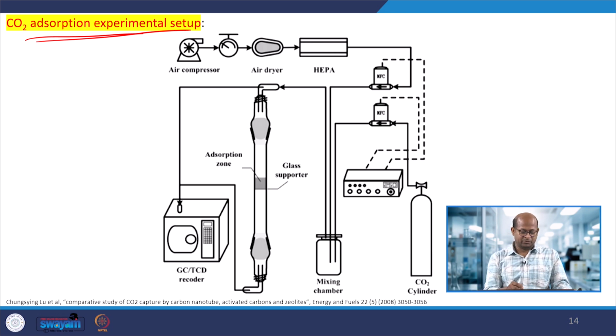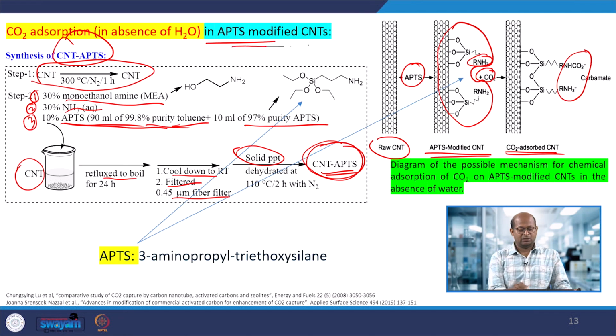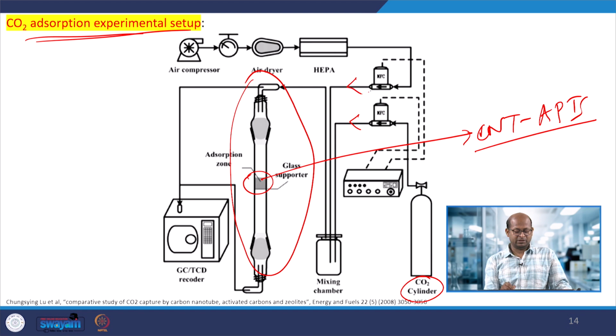Here you have to take a reactor, or glass chamber, where we can put these nanomaterials, that is, the APTS-modified CNT that we have prepared. We can put a known quantity here, and after that, at lab scale, CO2 gas will be passed, with dilution to maintain a particular concentration, let us say 10% CO2 in air.